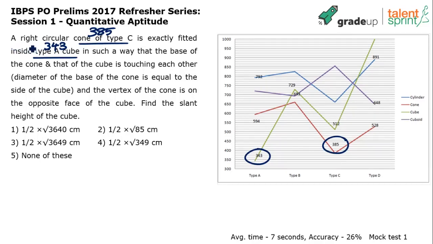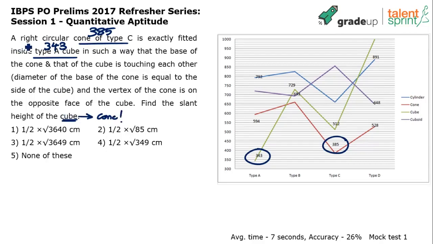So the question says a right circular cone of type C is exactly fitted inside a type A cube in such a way. Okay, find the slant height of a cube. I think the question itself says slant height of a cube. He actually means slant height of the cone here. I'm sorry about this, this should not be cube. Samriddhi, you're right. This is not cube, this is cone. Find the slant height of the cone, right? Cube will not have the slant height.